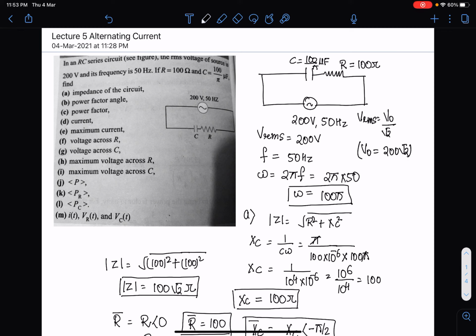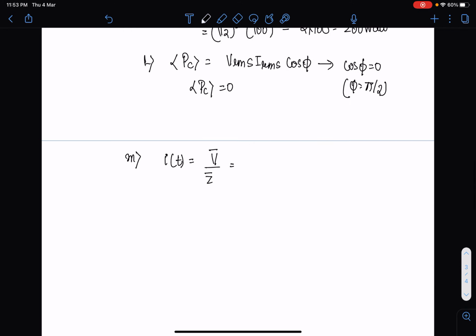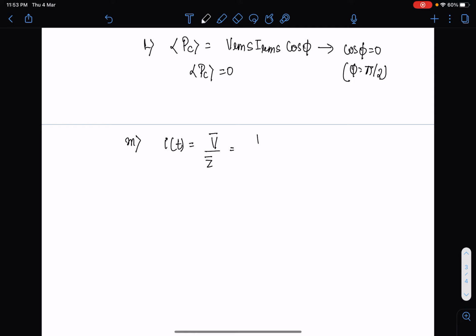In terms of phasor, V phasor can be written as 200 √2, that is the maximum value, angle 0, right? Because we'll assume the voltage here is 200 √2 sine of omega t, so V phasor can be written as 200 √2 angle 0, because the initial phase is 0 here. Always, the angle we write is the initial phase, right?